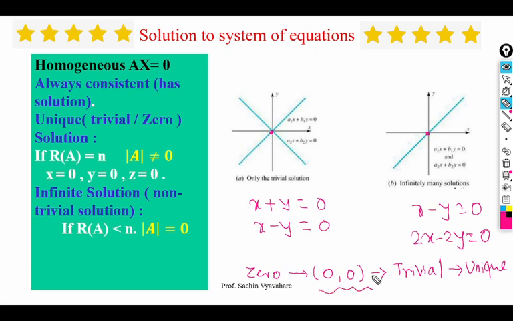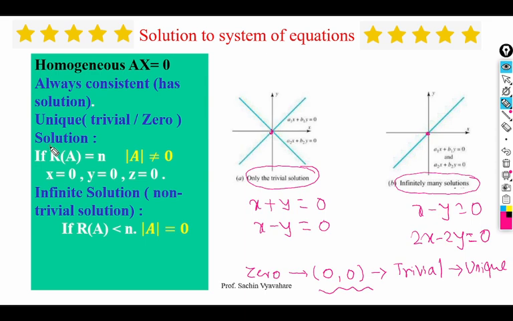If you plot these two straight lines, you will observe they will intersect in a single point and we have a unique solution. And when the lines are coincident, we have infinitely many solutions. So exactly similar conditions now.